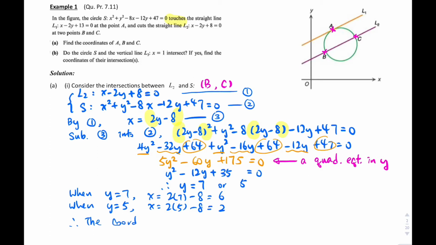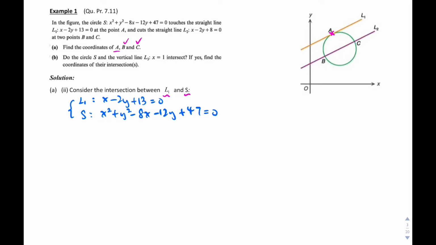The coordinates of B are (2, 5) and C are (6, 7).